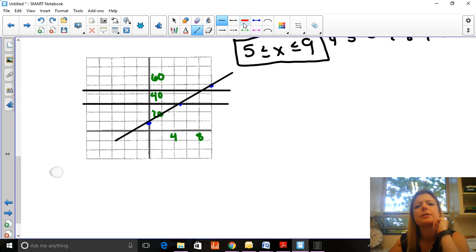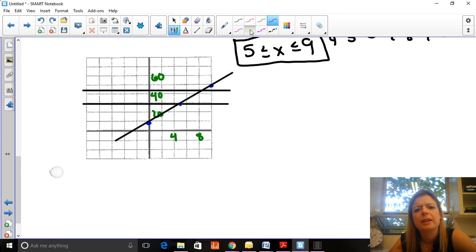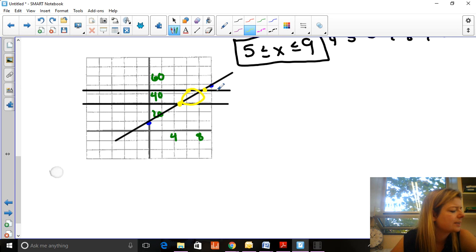So you can see my solution set is what's going on in here, from here, which we found to be 5, to here, which we found to be 9, and anything in between. This line, 4x plus 10, is between 30 and 46 when x is between 5 and 9.